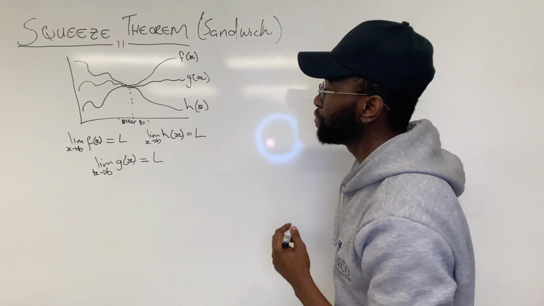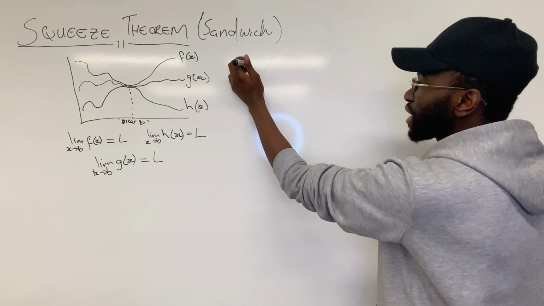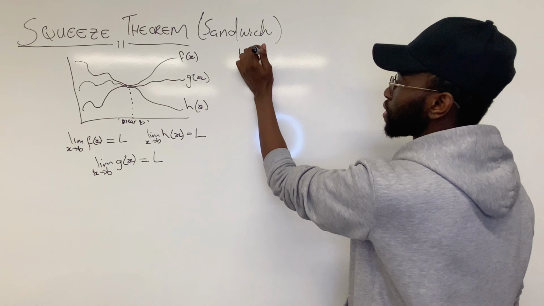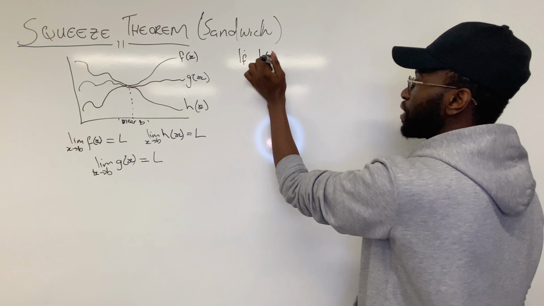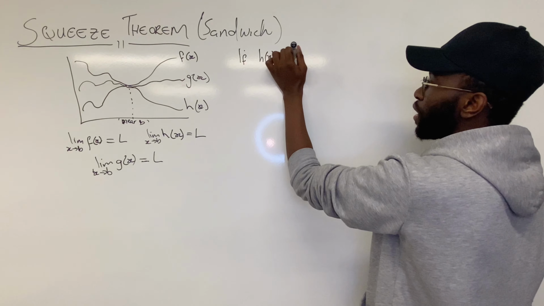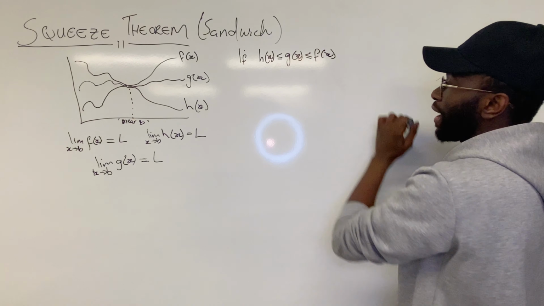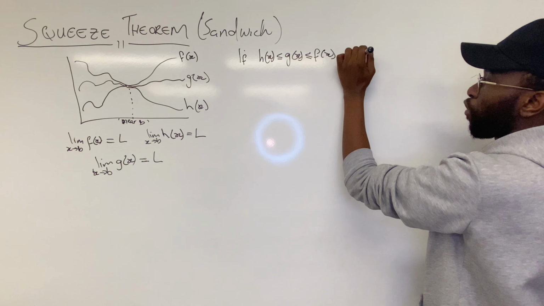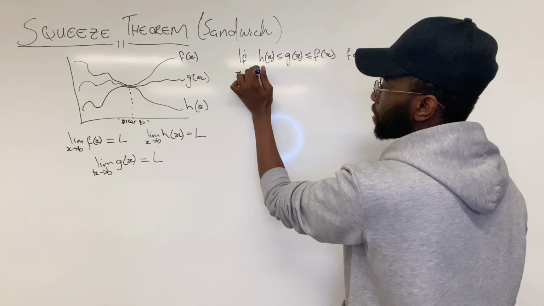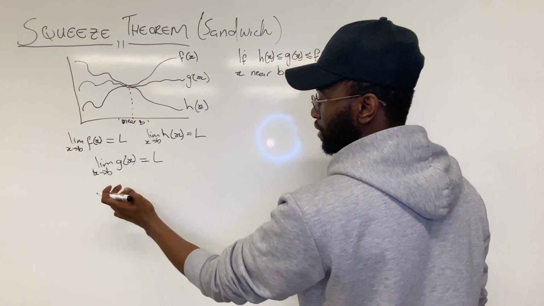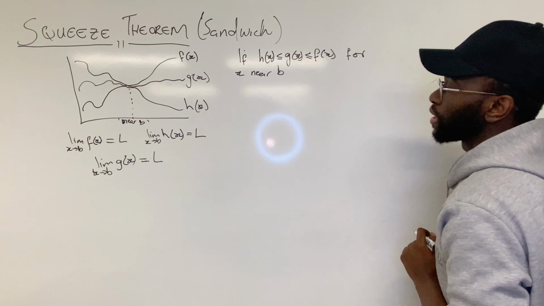Now, let's write that in mathematical terms. We say that if you have a function h at x, and you have g at x between h at x and f at x for x near b. Now it's near this point, it's approaching this point but never reaches that point.